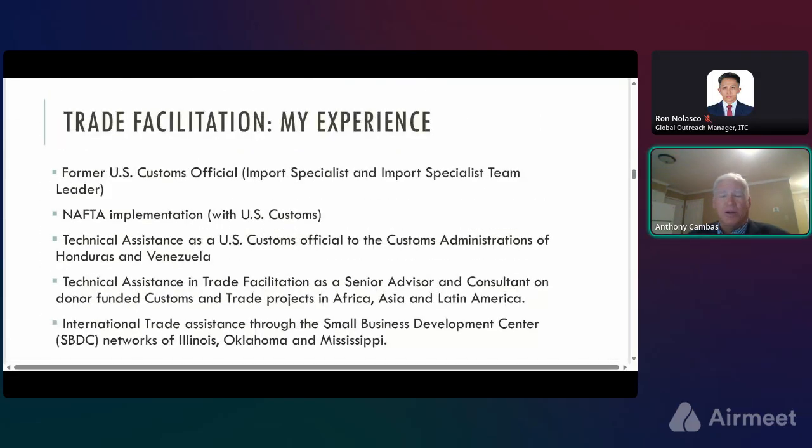So my own experience, I've kind of been talking about this as we're going, but in all my over 35 years of experience in international trade, I've witnessed firsthand trade facilitation and its importance. As a former U.S. Customs official, I was part of the customs team in Miami, Florida, where I worked implementing NAFTA and other free trade agreements. Part of that implementation meant getting information out so that companies could use that free trade agreement to their advantage. The other part of that was enforcing the requirements. So I did both of those in my career.